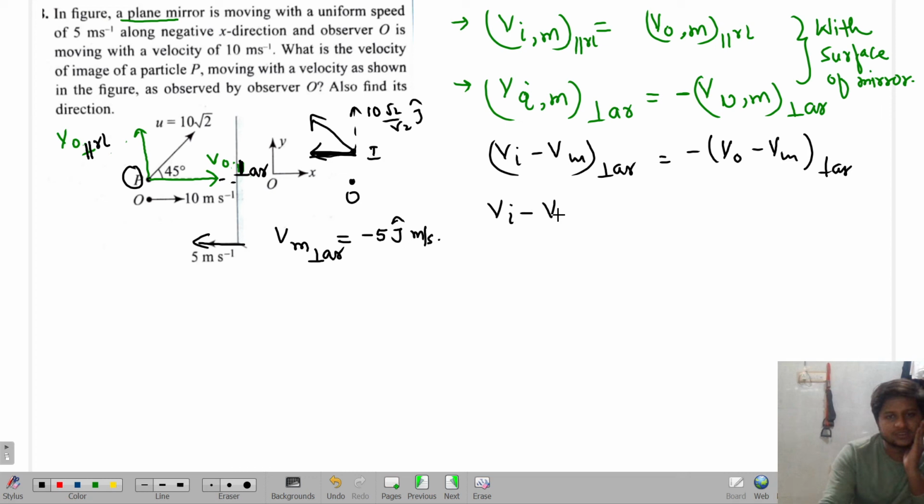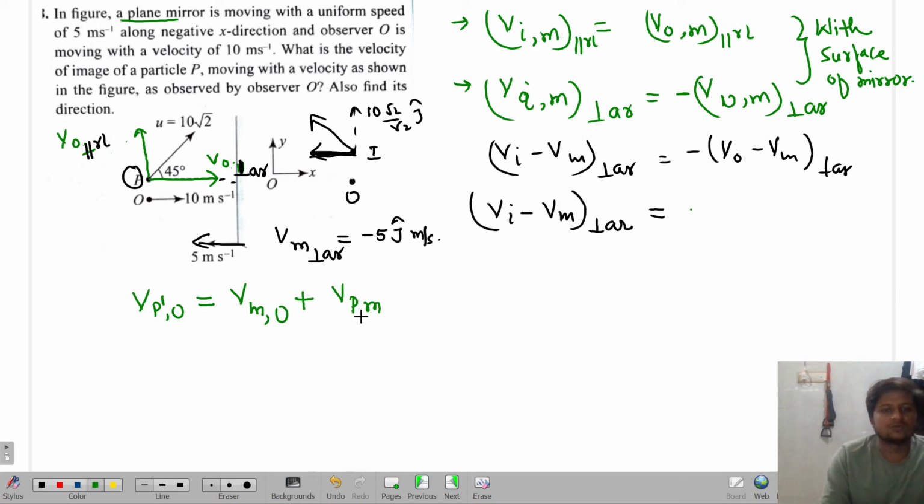Velocity of image minus velocity of mirror with respect to perpendicular case. Here, with respect to the object, first the object will form the image in the mirror, then from the mirror we get the concept of the observer. So this is not complete. Since I have to consider the object over here, I can write the relative speed: velocity of image of the particle with respect to observer will be velocity of mirror with respect to observer plus velocity of particle with respect to mirror. Got it or not?